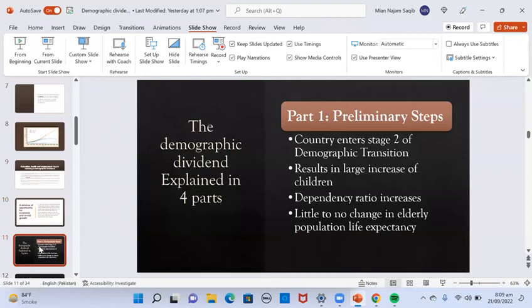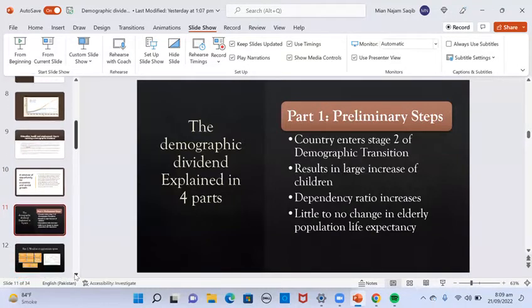The demographic dividend is basically divided into 4 parts. The first part is known as the preliminary stage. This is when the country is going to enter stage 2 of demographic transition, in which there is a large increase in the number of children, the dependency ratio increases, and there is little or no change in the elderly population and life expectancy.